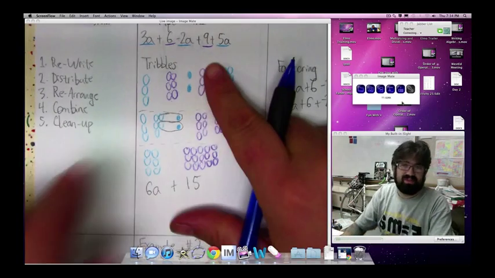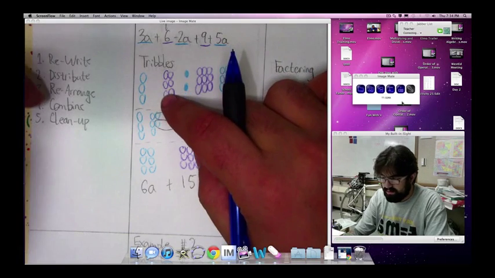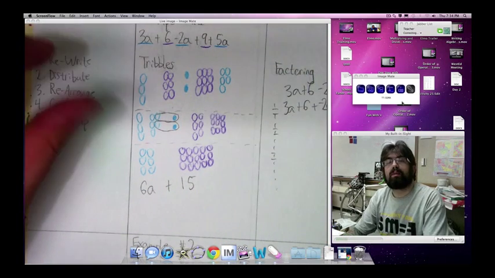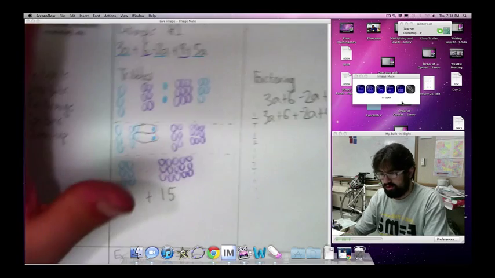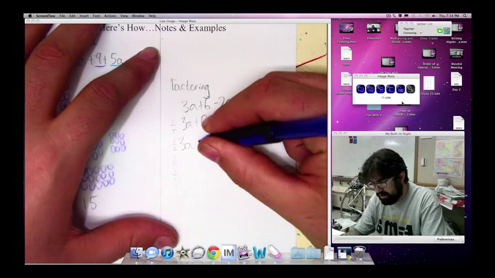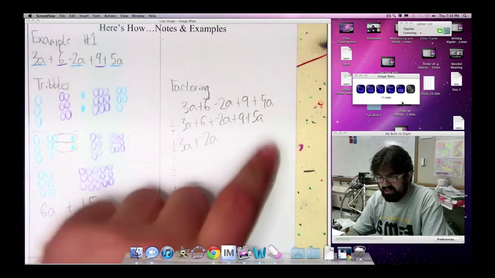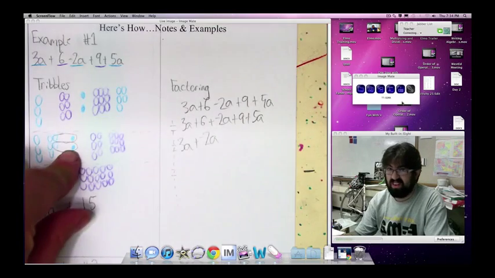Can I distribute? No, there's no parentheses. We're not distributing, so we're skipping. I'm going to rearrange. I'm going to put my variables in the front. Anything with a variable: 3a plus negative 2a. And if you want to put the positives in the front like I did over here, that's fine. Go for it.